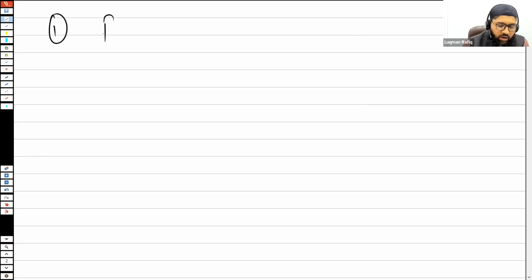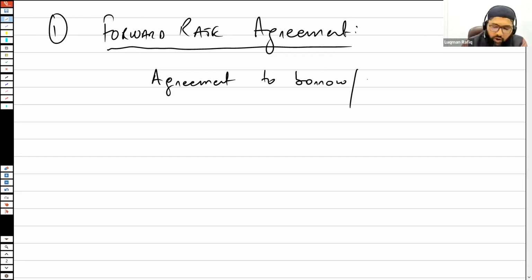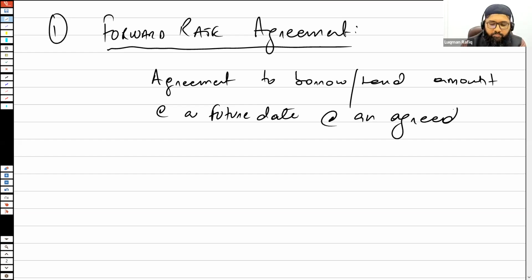The first one of them is basically called the forward rate agreement. Now, when we talk about the forward rate agreement, what exactly do we mean by it? Let me explain to you. The forward rate agreement is an agreement to borrow, or an agreement to lend, an amount at a future date at an agreed rate. So I repeat, what exactly do we mean by the forward rate agreement?